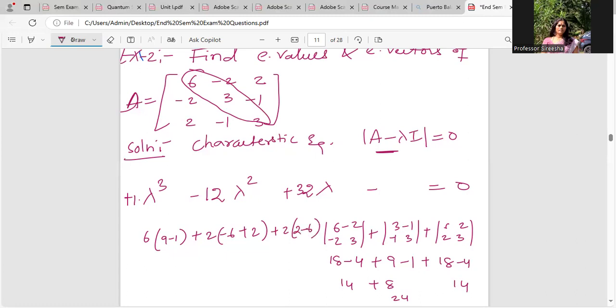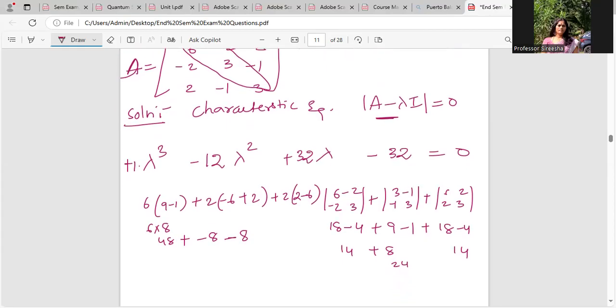9 minus 1 is 8. 6 into 8 I will do: 48. Minus 6 plus 2 would be minus 4, so this would be minus 8. 48 minus 8 is 40. Again with a minus sign, this would be 4 and again a minus 8. 40 minus 8 would be 32. So 32 is what I will have as the determinant. Please do it along with me. Anyway, you can refer to my previous video where I mentioned the shortcut clearly.